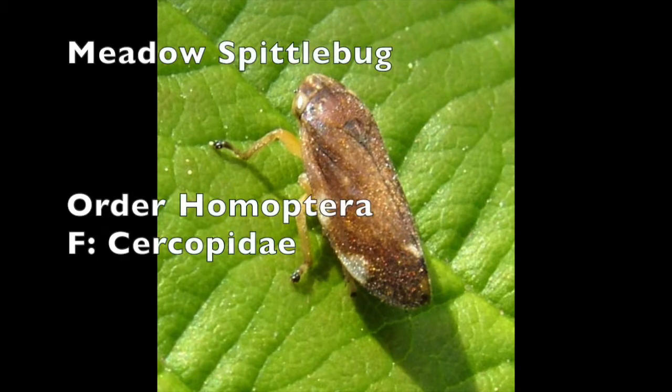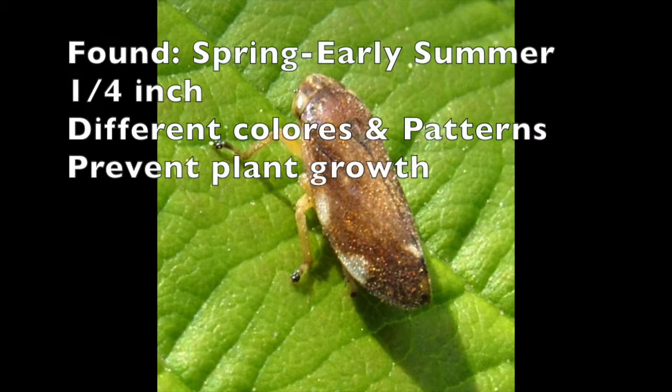Our next guy is the meadow spittlebug. It's from the order Homoptera and family Cercopidae. During spring, it can be found and also during early summer. It's 1/4 inch in length. It comes in different colors and different patterns. Youngs are pink colored and they become yellowish green as they grow.